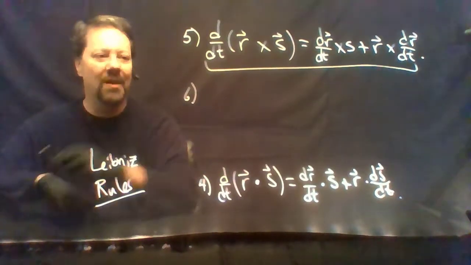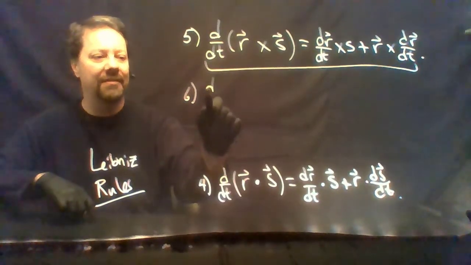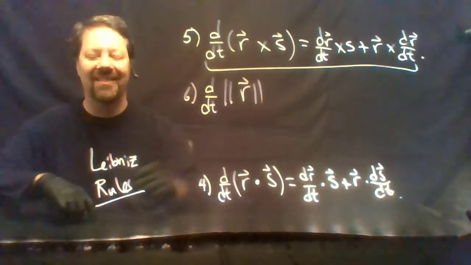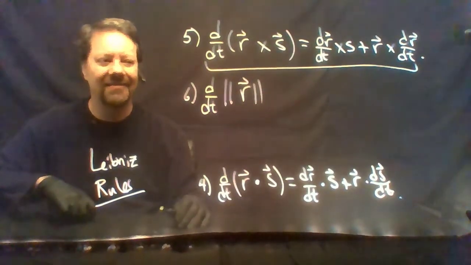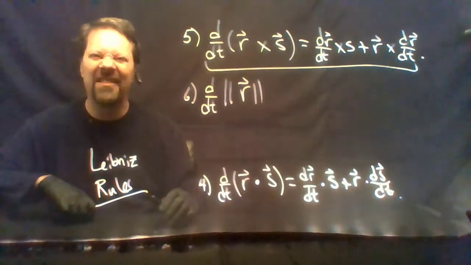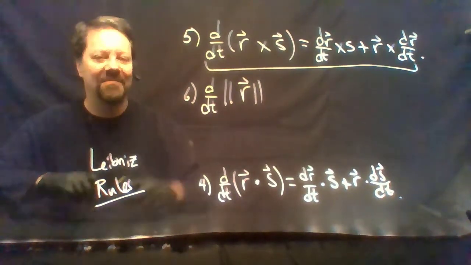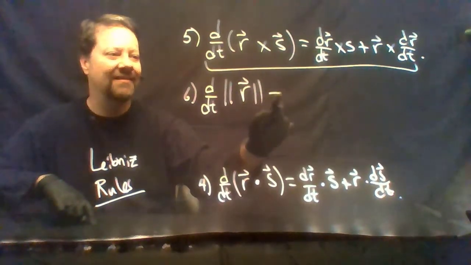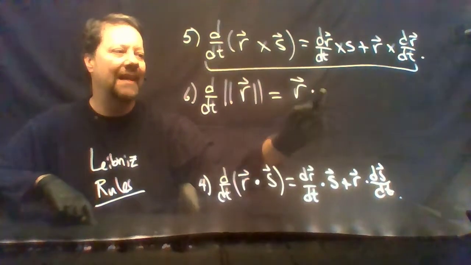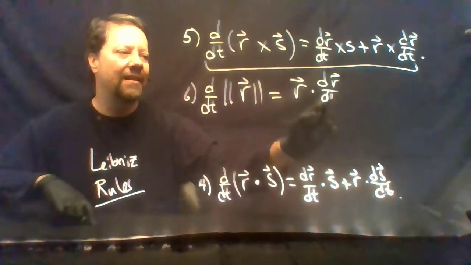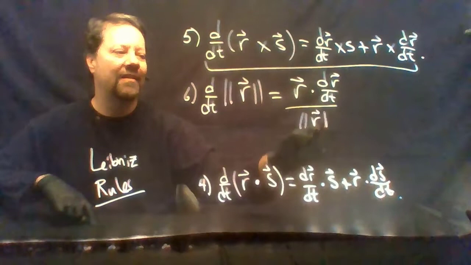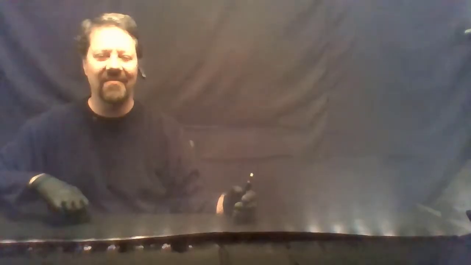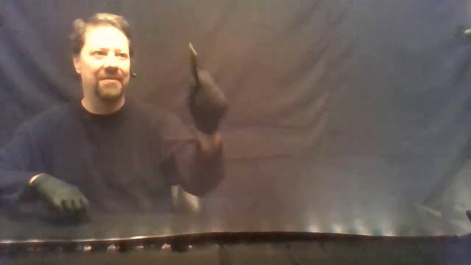Now, what about the derivative of the norm of some vector-valued function? How do you take the derivative of this? I'll tell you the answer, but you won't believe me until I prove it. It's going to be r dot dr/dt over the norm of r. That certainly requires some proof. Let's prove the last property first.